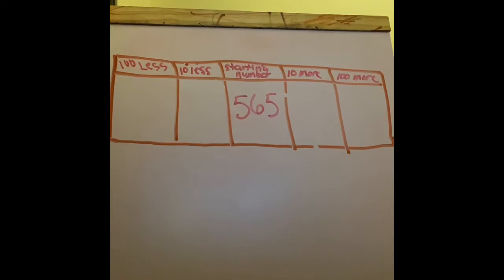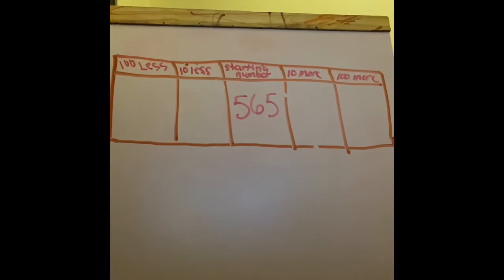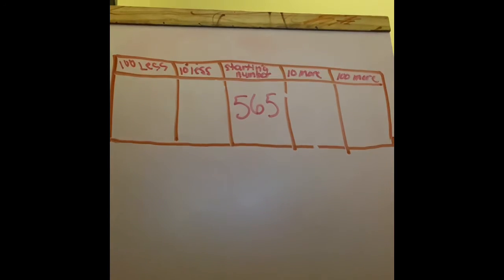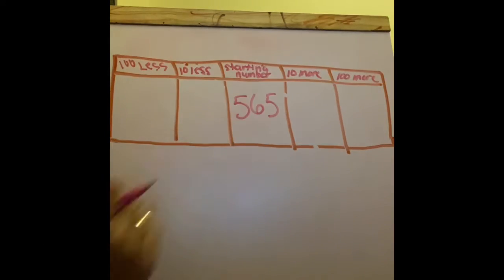So in order for us to be able to do that, we need to identify our place value. So I'm going to start on the left side first, on the first left box right next to 565. Now remember, when I say the number 565, I do not say "and" because "and" represents a decimal. And when I look at 565, there is no decimal in that number.